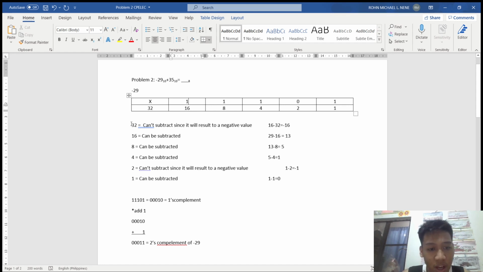Here in the first part, 32, we can't subtract 32, therefore we will be disregarding it. Then next is 16. Since it can be subtracted, the 29 to 16, it will be 29 agad.